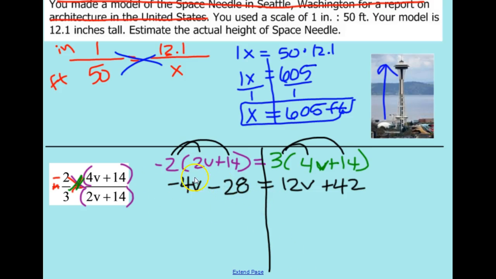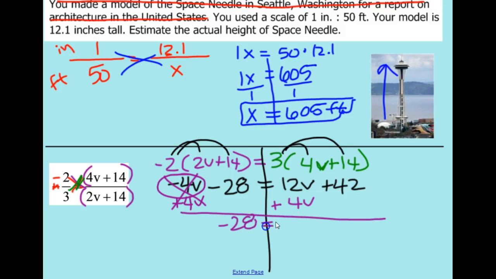Then we need all of our letters on the same side. Move the smaller one. So I'm going to move this negative 4 over to be with the 12 by adding 4v. I'm moving this whole term. So those are gone. We don't have any v's left. We have negative 28. And 12 plus 4 is 16v plus 42.